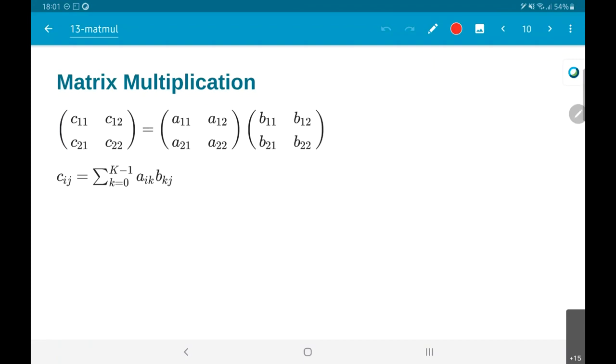If I show you a 2x2 into 2x2 matrix multiplication, then effectively the ijth entry in C is done by taking A_ik, the kth column of the A matrix, and B_kj, the kth row. You take the dot product of those two, pointwise multiply and add, and you come up with this value C_ij.